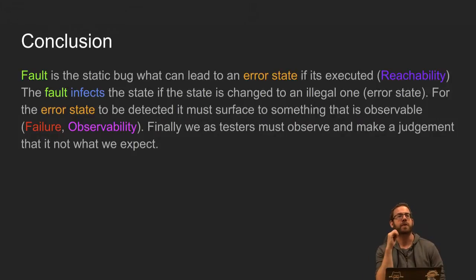Okay, conclusion. A fault is a static bug that can lead to an error state if it's executed. We need reachability for that. The fault infects the state if the state is changed to an illegal one, an error state. For the error state to be detected, it must surface to something that is observable. That is the failure, and observability, of course. Finally, we as testers must observe and make a judgment that what we see is not what we expect.